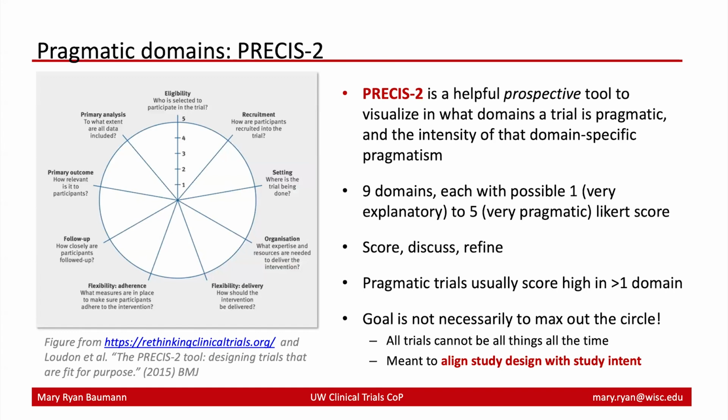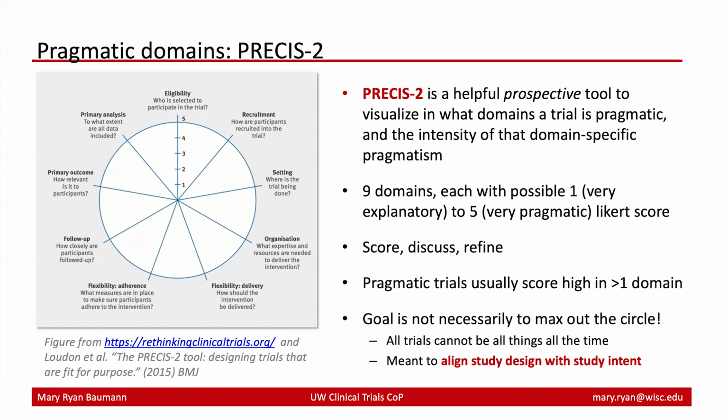So how exactly do we go about asking ourselves that question? We can do this in a lot of ways. We can have discussions on our study team. One tool that we found particularly helpful is the PRECIS-2, which is a guided worksheet diagram visualization that maps those pragmatic domains that we were talking about earlier onto a wheel, and visualizes the intensity that your trial is pragmatic in that domain.